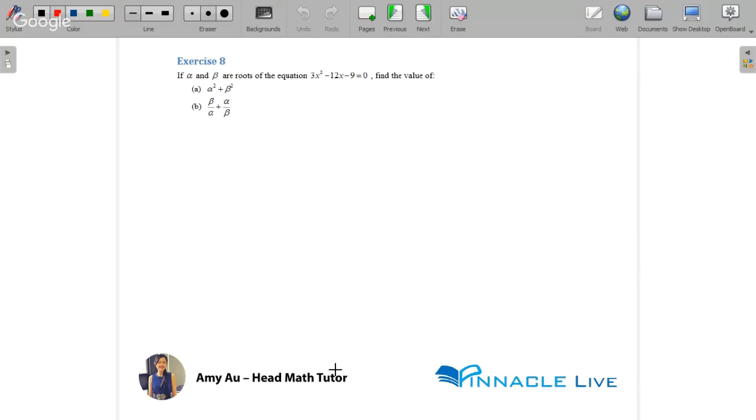All right. So the next one, I'm going to play a bit around with the roots. So the first one. To get alpha squared plus beta squared, you need to consider the expansion of a perfect square, and that's how you get to it. So you can see alpha squared plus beta squared is just part of the expansion. So if I move that to the other side, you can get alpha squared plus beta squared by finding the sum of the roots and product of the roots.